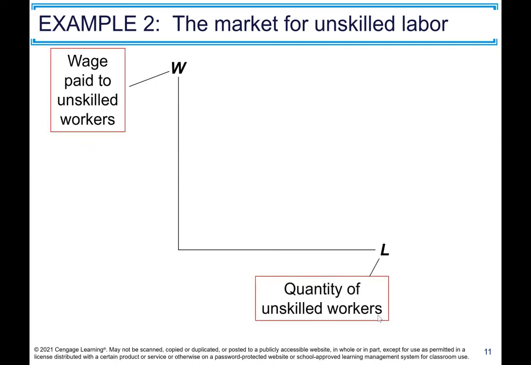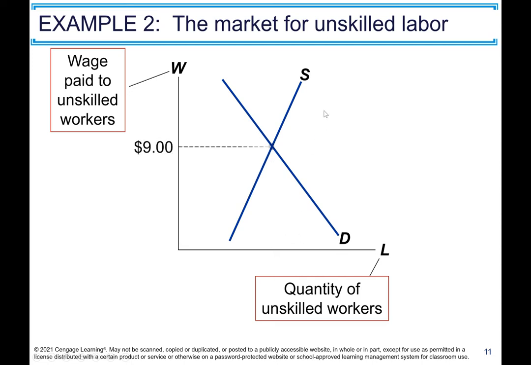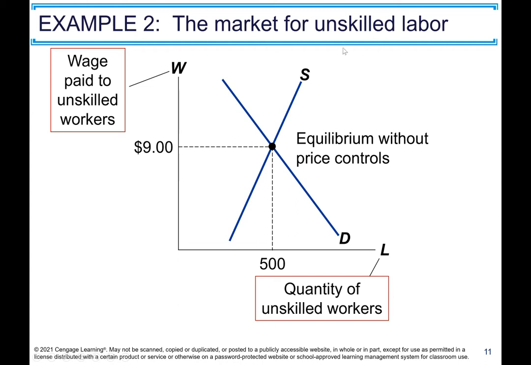So, what about the market for unskilled labor? Here we measure wages as the price of labor on the vertical axis and the quantity of unskilled workers on the horizontal axis. There's a downsloping demand and an upsloping supply, and the equilibrium without price control is $9 an hour, with 500 people hired without the government stepping in.